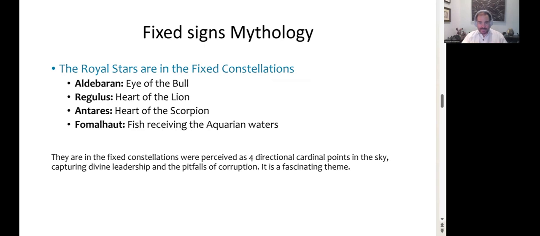Won't get into it now, but they do capture the fixed archetypes. And those 4 royal stars represent nobility. Many people in positions of leadership have strong placements of the royal stars. A whole lecture on that someday. But it's part of that, being kings, being queens, being leaders, and bringing the divine into manifestation. They're also representing the 4 directions, east, north, and south.